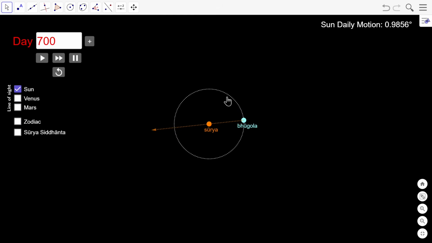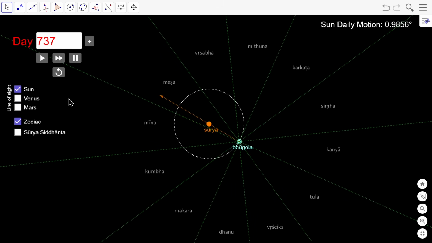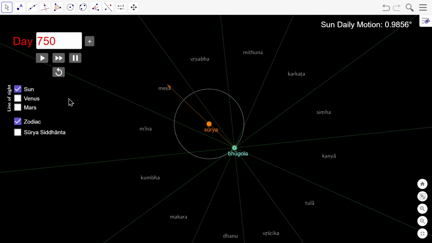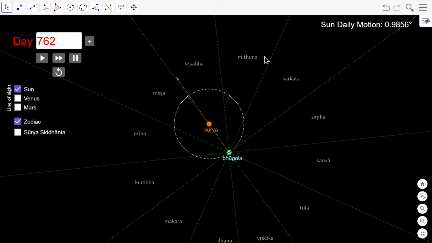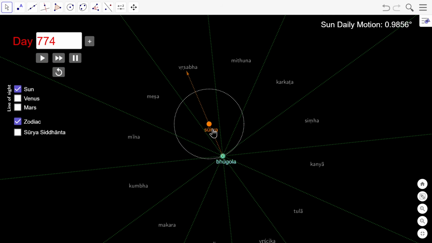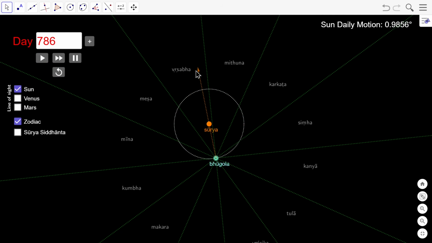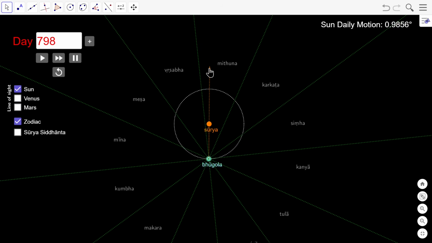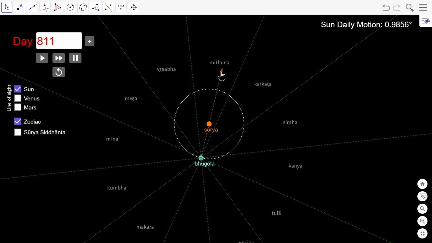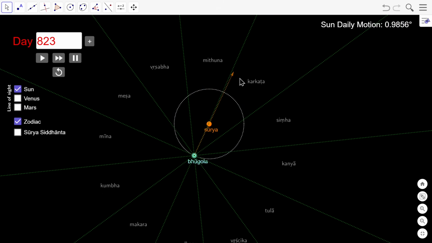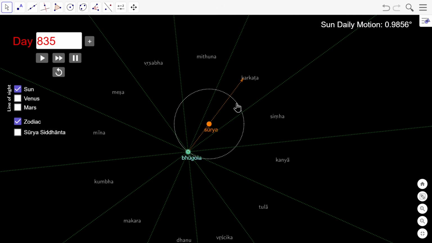Now, how do we navigate a sky full of stars? We use the zodiac. So this is the Rashi Mandala, Mesha, Vrishabha, Mithuna, Karkata. Now you can clearly see that Surya is right now in Vrishabha. He has moved to Mithuna now. After about 30 days, he will move to Karkata. Surya has moved to Karkata.